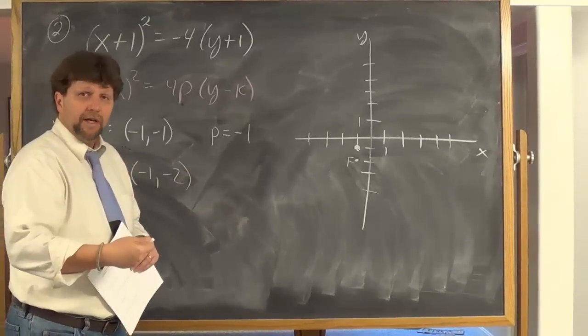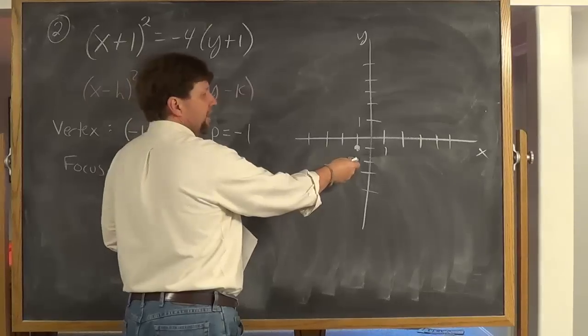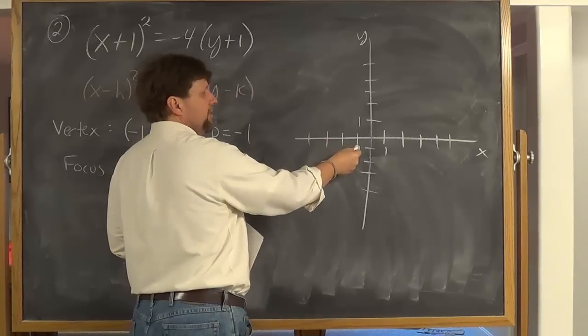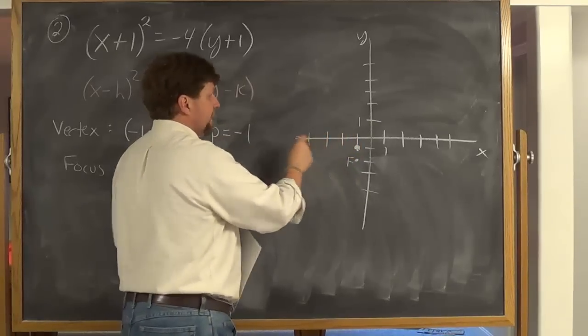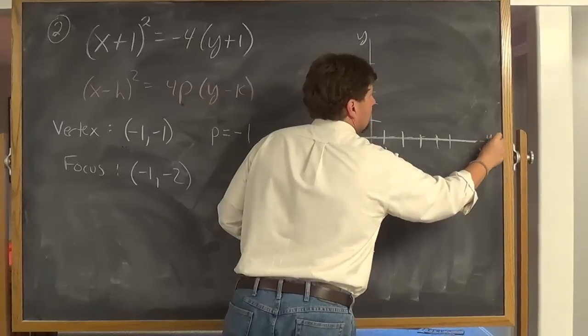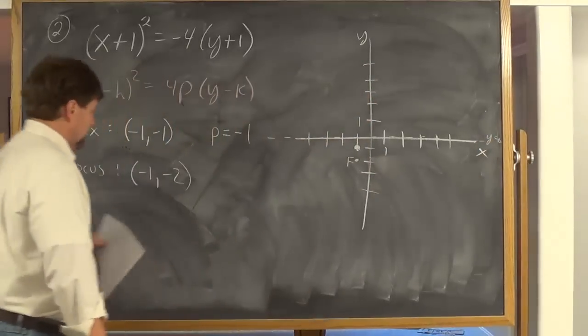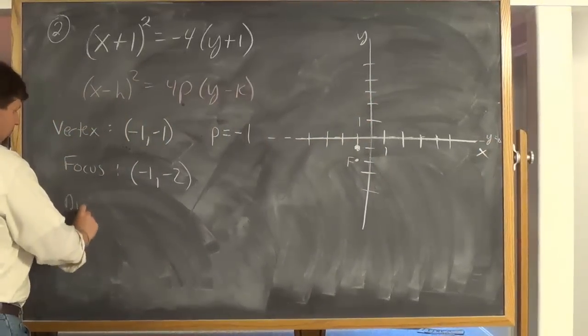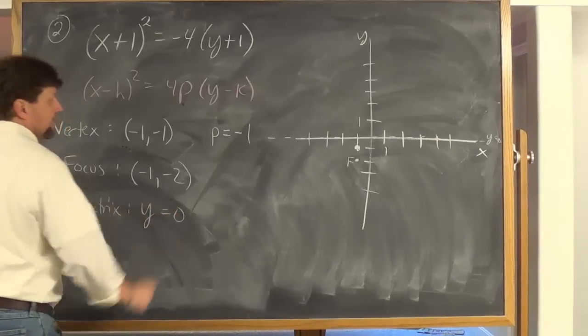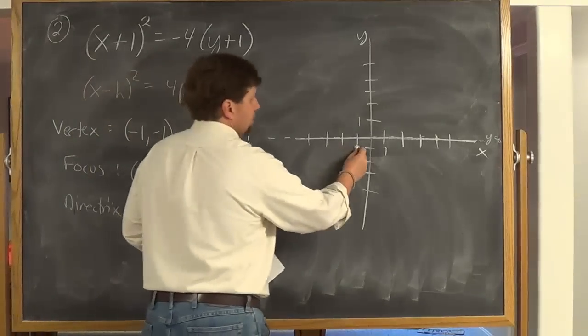The directrix is going to be 1 unit. p is -1. It's going to be 1 unit above the vertex. So that means my directrix is the x-axis. It's the line y = 0. And I can now sketch the graph.